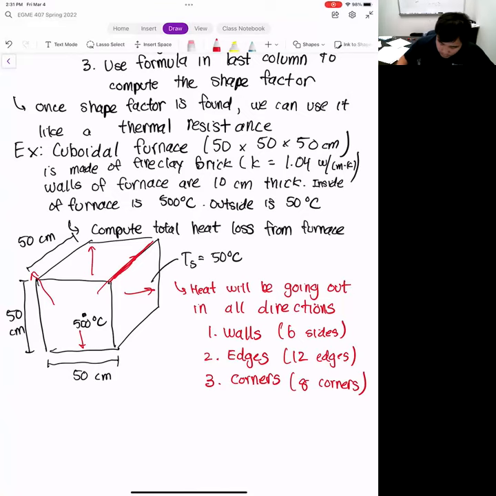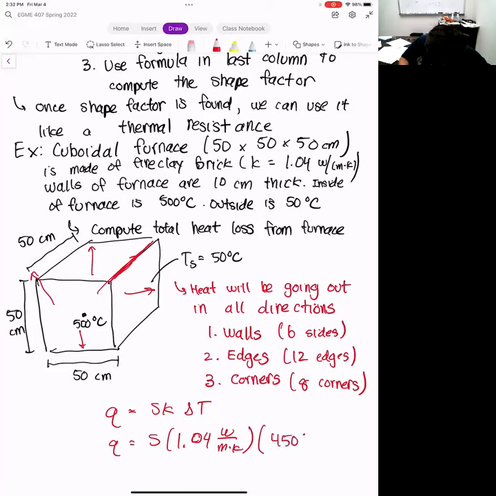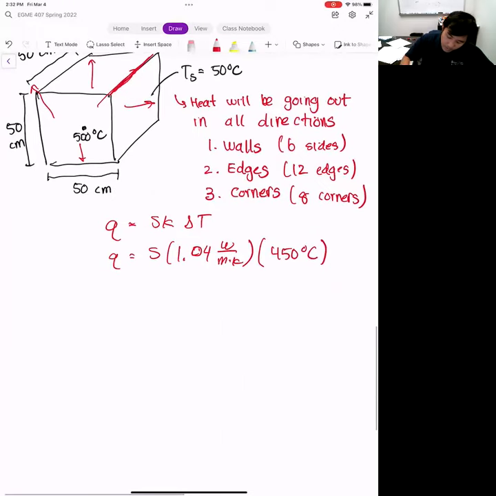Because this is a multi-dimensional situation, Q is going to be equal to S times K times delta T. If we plug in for K and delta T here, K is 1.04 watts per meter K. And then the temperature difference here is just 500 minus 50, so this is 450 degrees C. And so we have K and we have delta T. The only thing we need now is the shape factors.